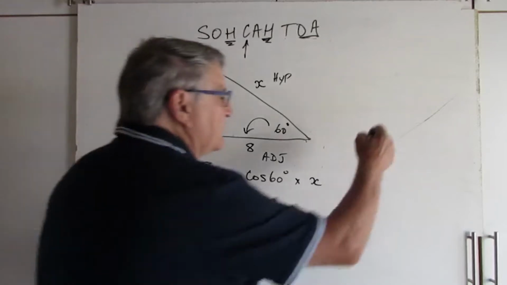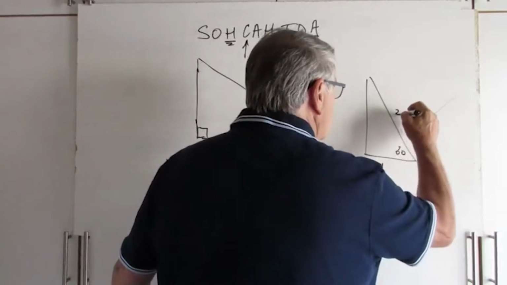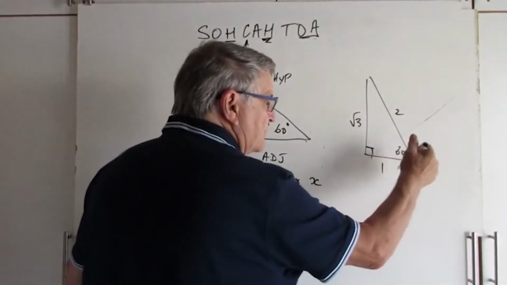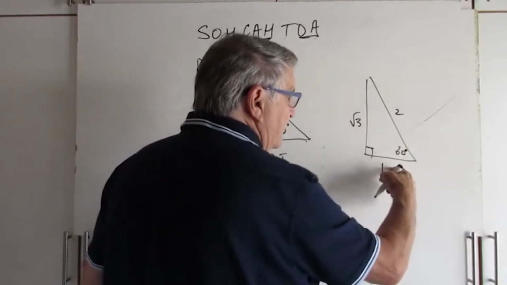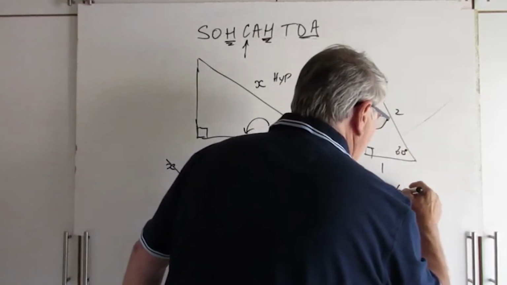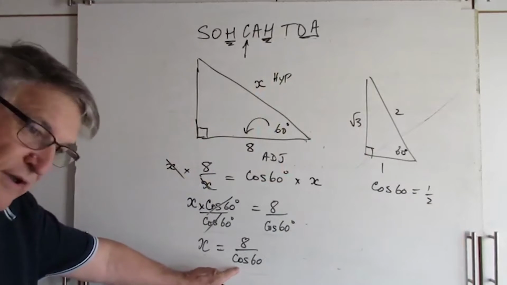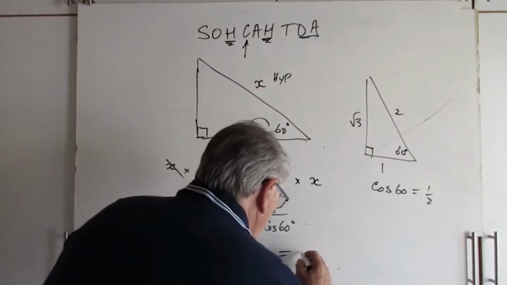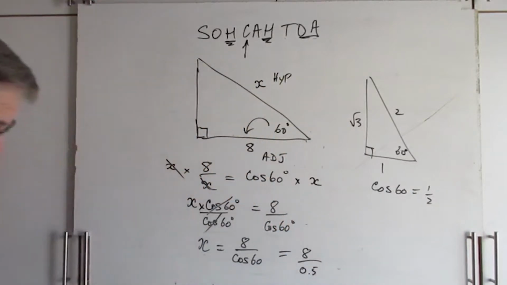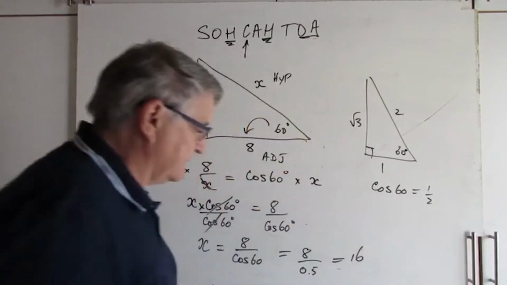Okay, and from our standard triangle, 60 degrees, 1, 2, square root 3, right angle, the cosine of 60 degrees is a half. Adjacent over hypotenuse, cos 60 is equal to a half. And so we're dividing by a half. We've got 8 divided by, well, put in 0.5 if you like, put it in your calculator. How many halves in 8? The answer is clearly 16.